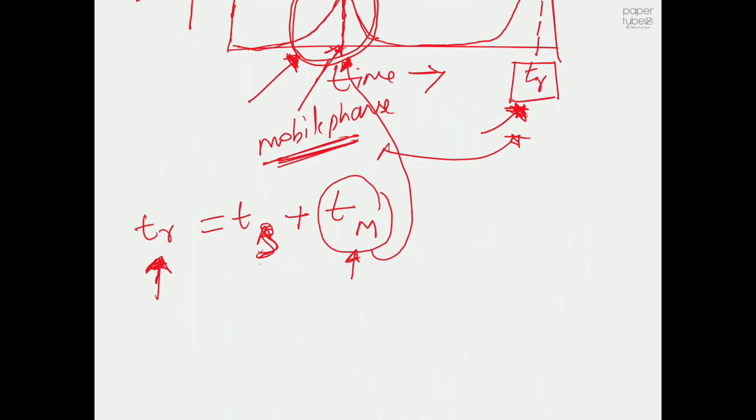So let's go back to the topic. If I ask you to calculate the time spent by analyte A in the stationary phase, it's very simple. TS = TR minus TM. That's it.